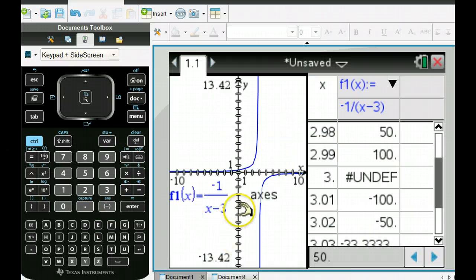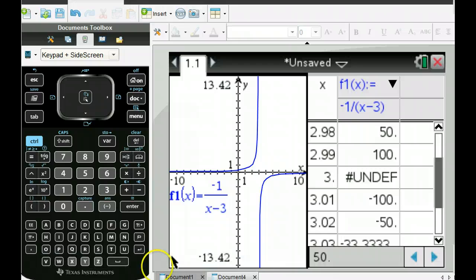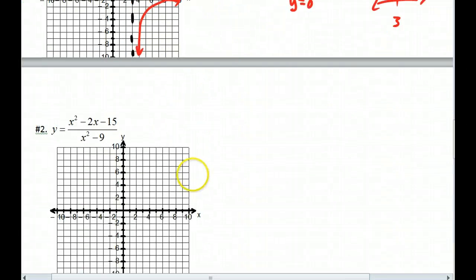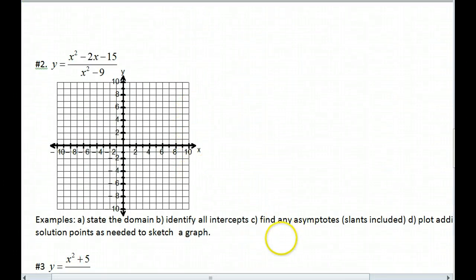And then if we do graph this, we see that we're correct. All right, so you can check it with your calculator. Now, going to the notes again, the next example, let's see what happens with number 2.